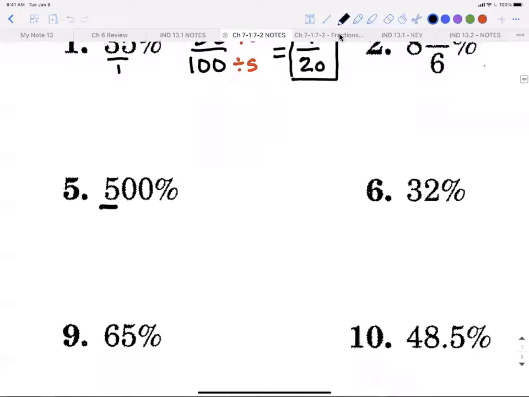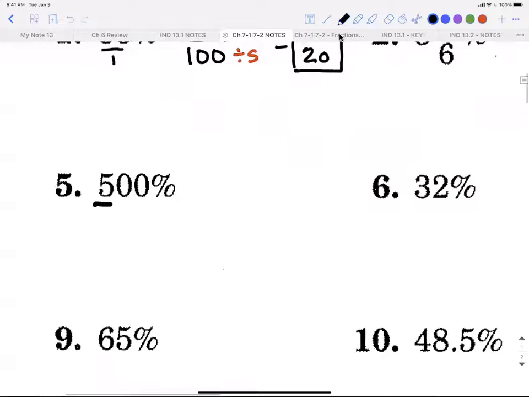All right, 500 is the same thing, right? You just simply write 500 over 100 and then simplify it to 5. So if it's a whole number, like 32, 65, 500, it doesn't matter how big the number is, you just put it over 100 and reduce. Okay, are we good with that?